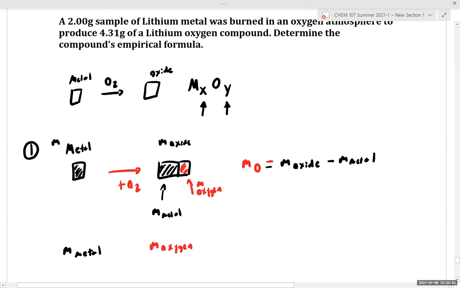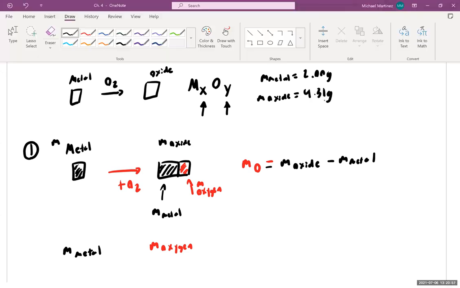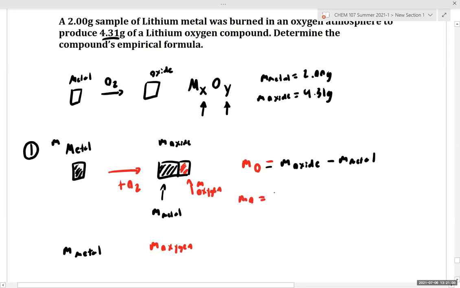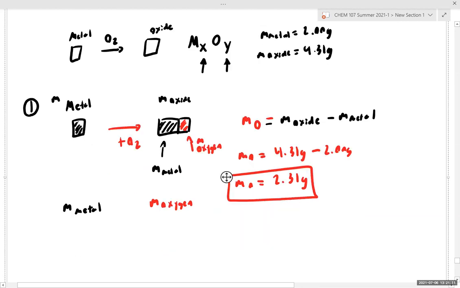In this case, reading through this problem, the mass of our metal was 2.0 grams. The mass of our oxide was 4.31 grams. Thus, solving for the mass of oxygen, we take the mass of oxide minus the mass of metal. That gives us a mass of oxygen of 2.31 grams. So the mass of oxygen is 2.31 grams, and the mass of metal was found to be 2.00 grams.